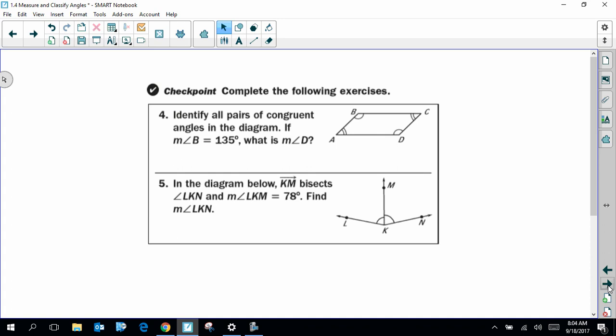So here we are kind of at the end, and we'll go ahead and pause the video, answer these two questions, and when you're done, come back and compare your answer with mine.